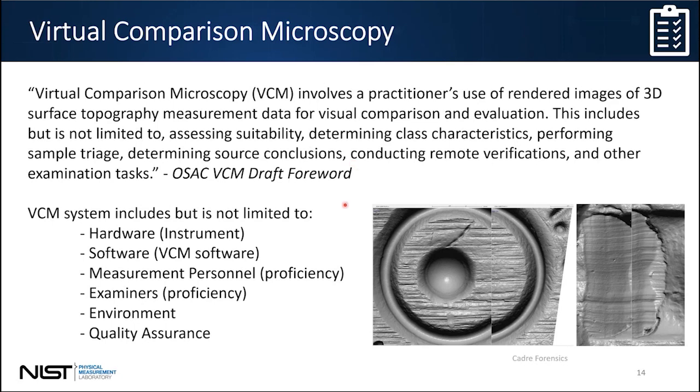And what you're really testing is the VCM system as a whole. When I say system, it includes hardware, the software, the personnel, proficiency of the personnel, your environment, the quality assurance procedures, basically anything that can affect your VCM itself. You need to make sure that it's part of your validation process to ensure that you can catch those kind of errors before moving forward.